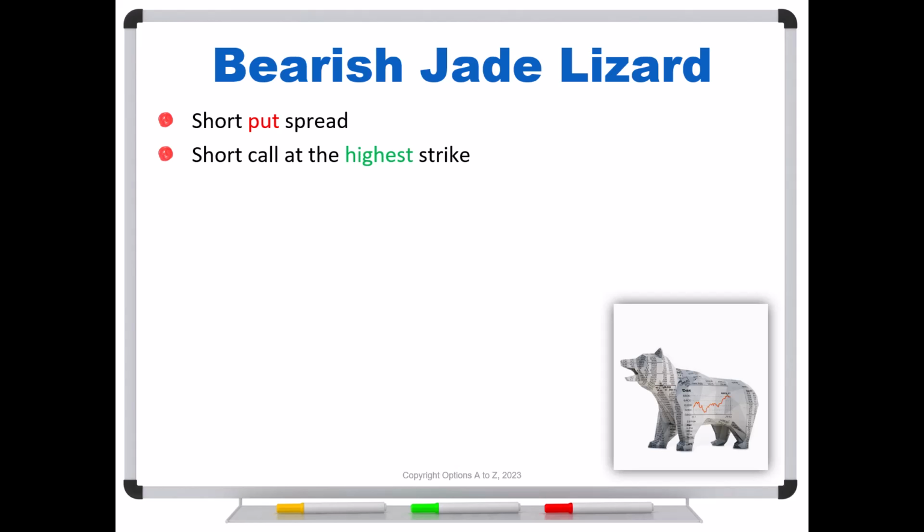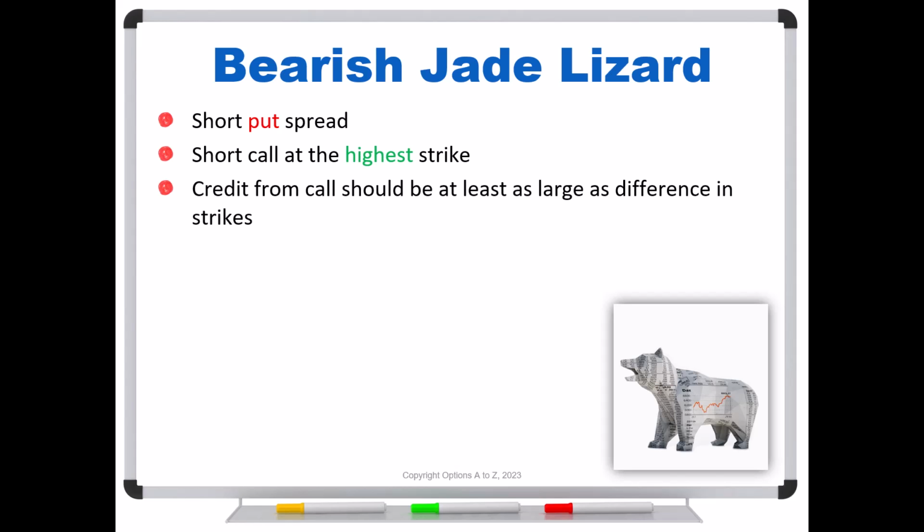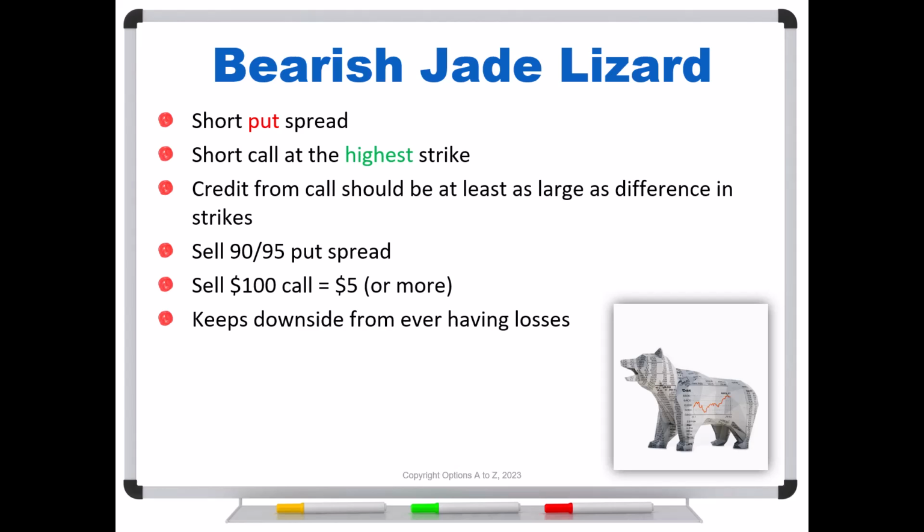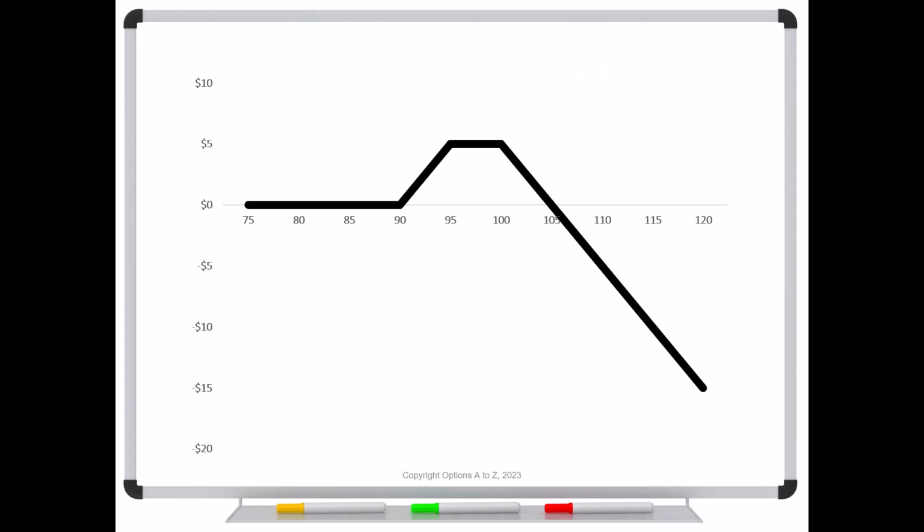And just as with the bullish version, the credit from the call should be at least as large as the difference in strikes. So for example, maybe we sell the 90-95 put spread, which would be bullish, and then we're going to sell the $100 call, again for, let's say, $5 or more. And by receiving $5 or more, it keeps the downside from ever having losses. So the risk graph for this strategy, selling the 90-95 put spread and then selling the 100 call for 5, will look like this.